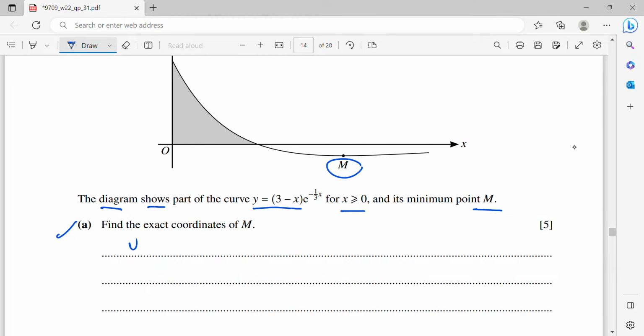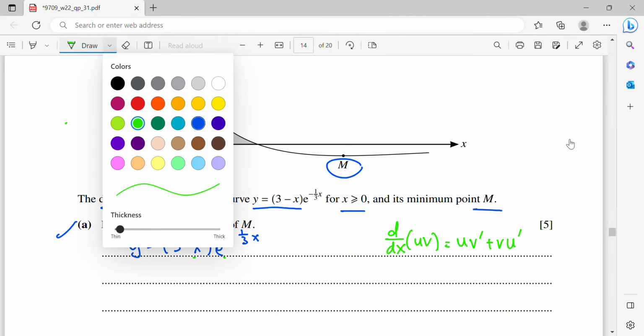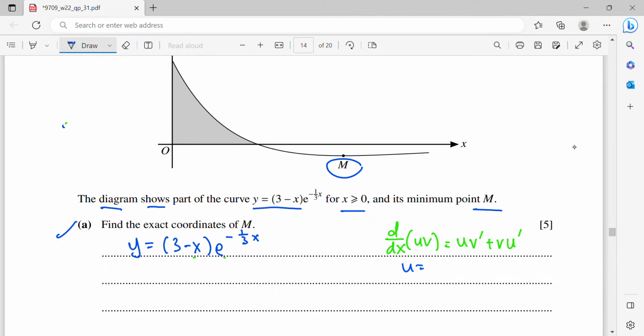So a minimum point is found by differentiating the given curve. So from here, you will notice that it is multiplication of two terms. To differentiate multiplication of two terms, it is using product rule. So differentiate uv is uv prime plus vu prime. Okay, so I will let my u equal 3 minus x. My v is the exponential function. So my u prime is going to be minus 1.